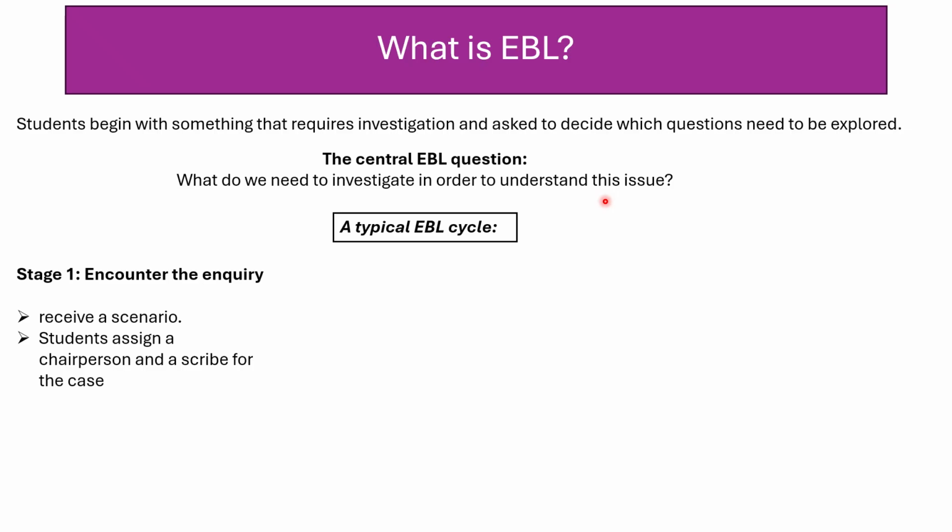In other courses or universities, you might just get it a few hours before the session. So it depends. But it starts with receiving the scenario. Once you receive the scenario that you are expected to read, the student needs to assign a chairperson and a scribe. So as I said, in an EBL class, you will have between 10 to 12 students, and those students need to agree among themselves to assign one of them to be the chairperson, which is the person who would lead the discussion.